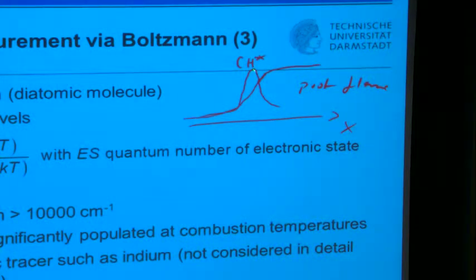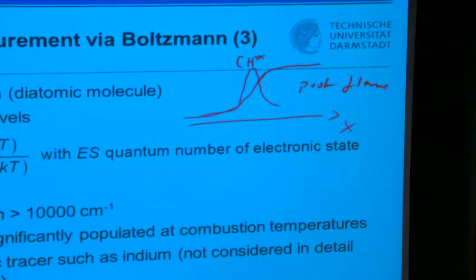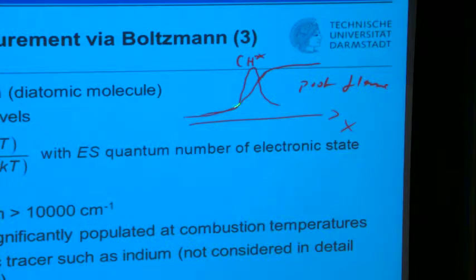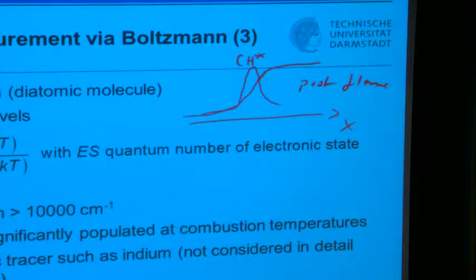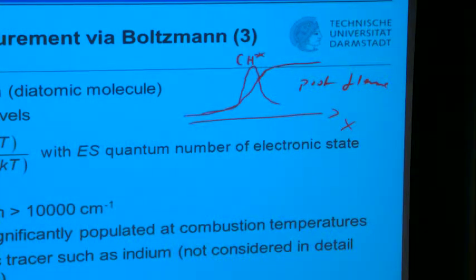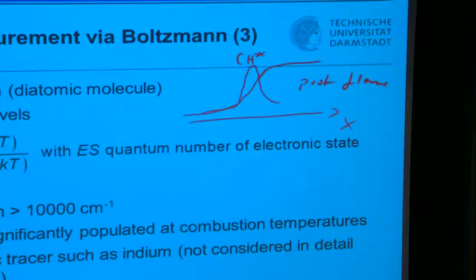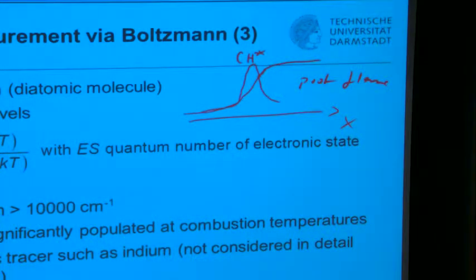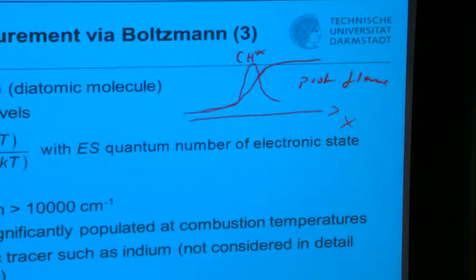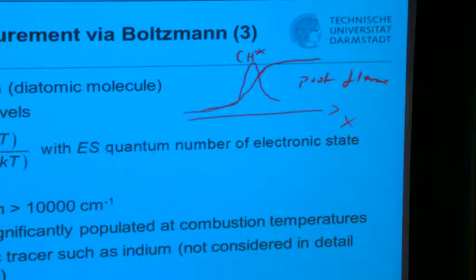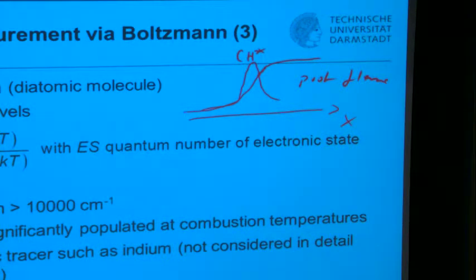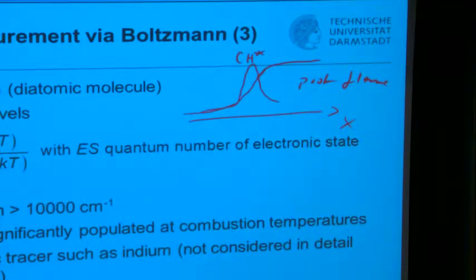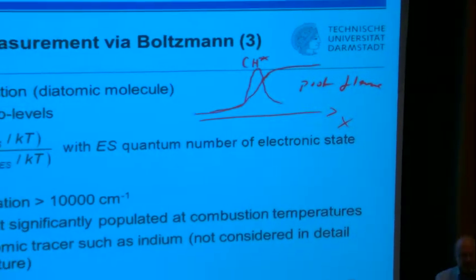And they do not last for very long. One reason is they are, of course, very reactive. The other reason is they are now in an excited state, and the probability that they relax very fast is extremely high. And that's why in the post-flame zone, you will not see any chemiluminescence from CH star or OH star and molecules like that, okay? And that is because the electronic energies are separated by a huge amount, a huge energy gap.